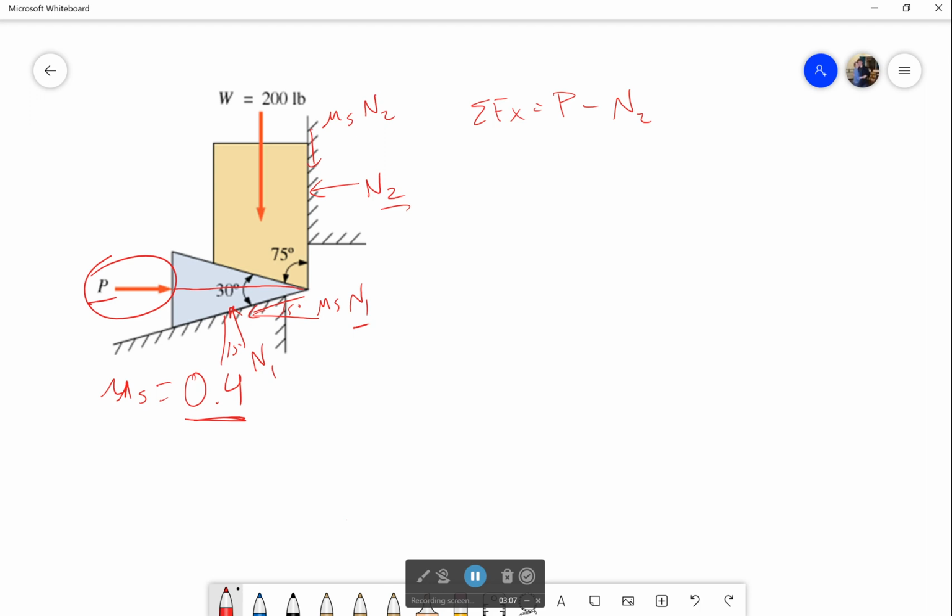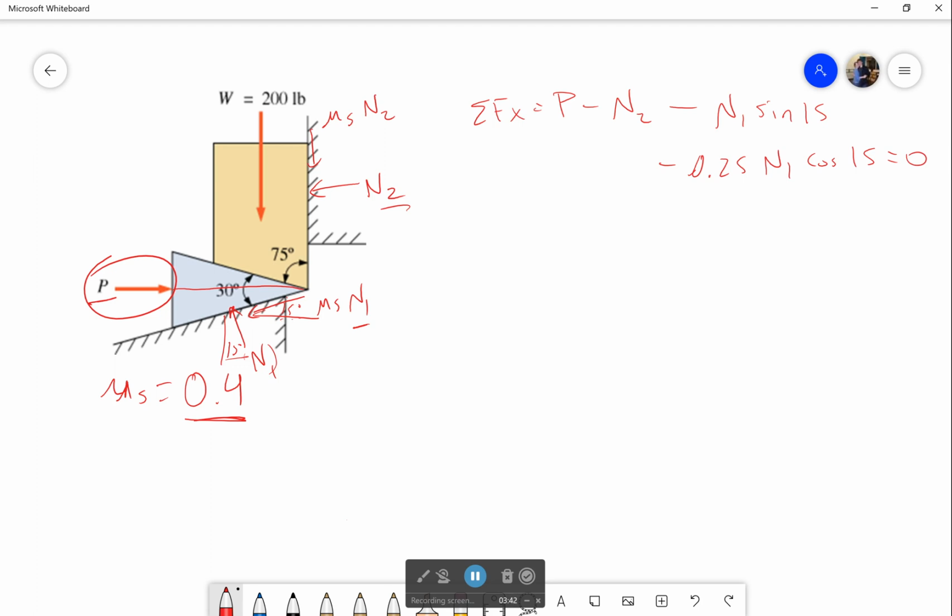So with that in mind, I would need the sine of this one, because it's the opposite side over hypotenuse, and cosine of this one, because it's going to be the adjacent over hypotenuse. So minus N1 sine of 15, minus 0.25 N1 cosine of 15. Now that's going to be equal to 0.